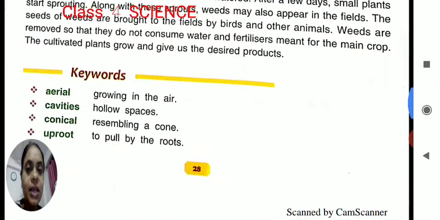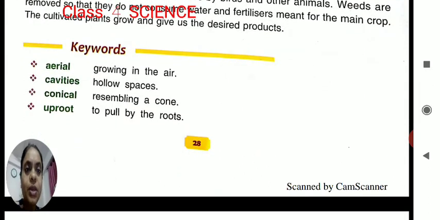So some keywords are given here. Aerial means growing in the air. This word is related to mangrove plants because the breathing root is also called aerial root. Now comes cavities. Cavity means hollow space. This came from aquatic plants because they have stems. Lotus plant has a stem with hollow space. Then comes conical. Conical is a shape that resembles a cone, and these shapes are found in the trees of hilly areas.